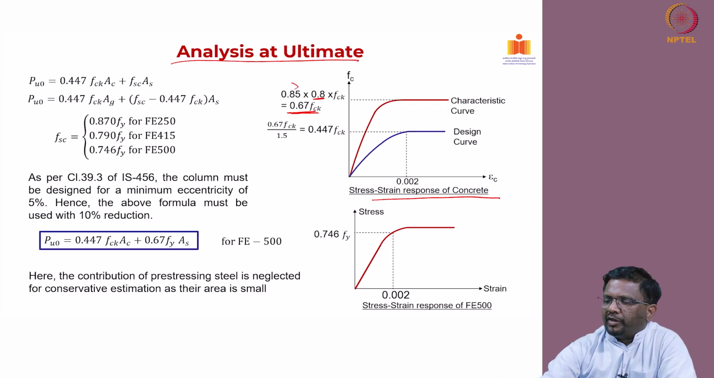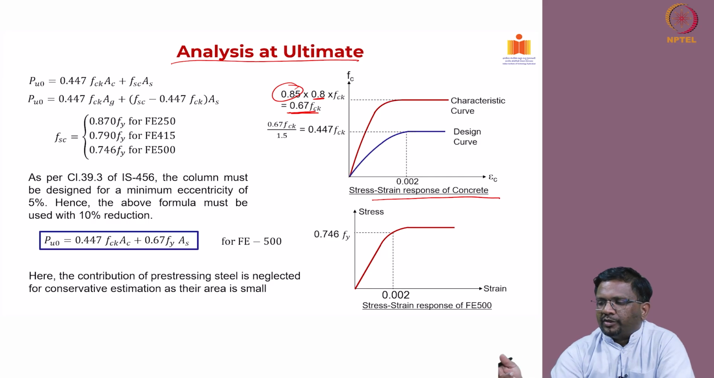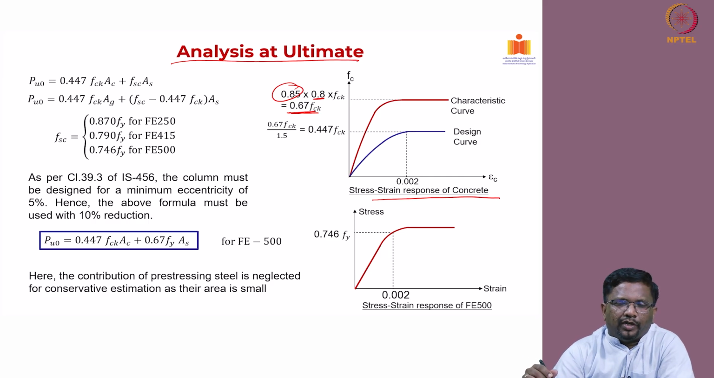Then again we apply a size factor, because typically we test small elements, but in reality we deal with large size elements where the possibility of defects is going to be more. So, we apply the size factor of 0.85. 0.85 multiplied by 0.8 gives me 0.67 fck. This is the characteristic curve that we use, right.